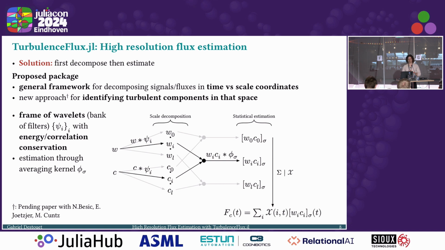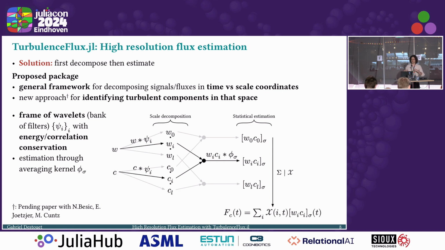One way to overcome this is first to decompose, then to estimate. We decompose the signal into different scales, according to different frequency bands, and then we estimate the fluxes for each frequency band. So in the proposed package, we propose a general framework for decomposing signals in time versus scale coordinates. This is something which has been known since the 90s. But we also integrate in the package a way to identify the turbulent components in that space.